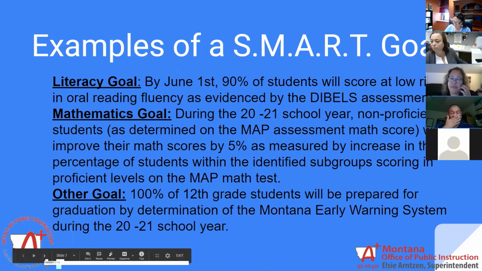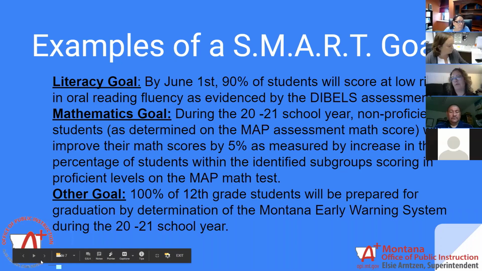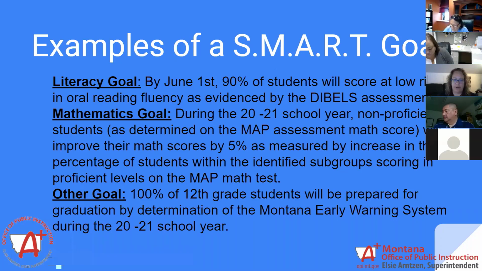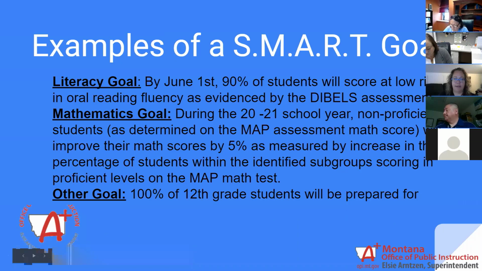So, examples of SMART goals, and I know you've seen these before. These are written in 3 different ways. It doesn't have to be in a specific order. You just have to have all the components. These are just examples of a literacy goal, a mathematics goal, and an other goal. And you'll see that we have the time, getting as specific as possible for what students will be served and what subgroup. And then how will we know that they achieved it, and in what amount of time.